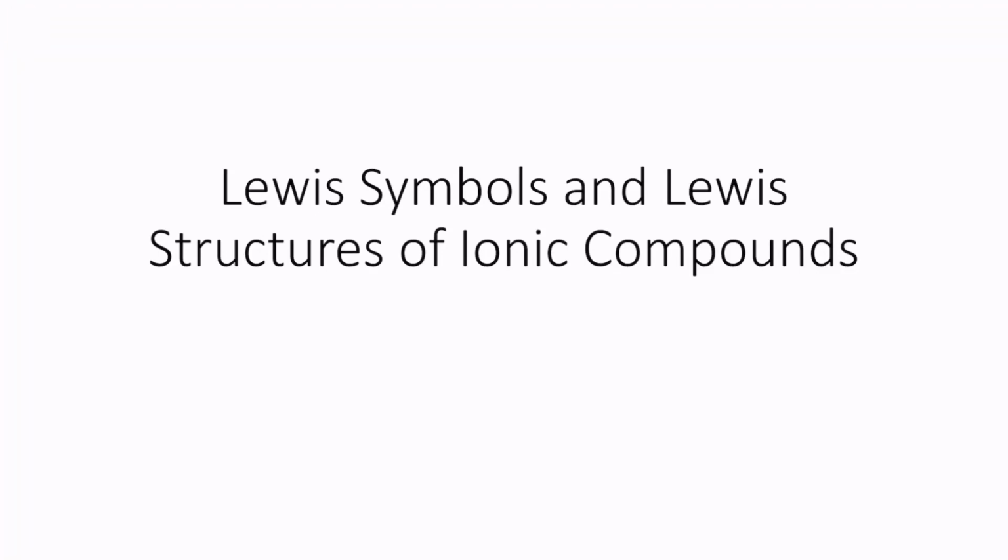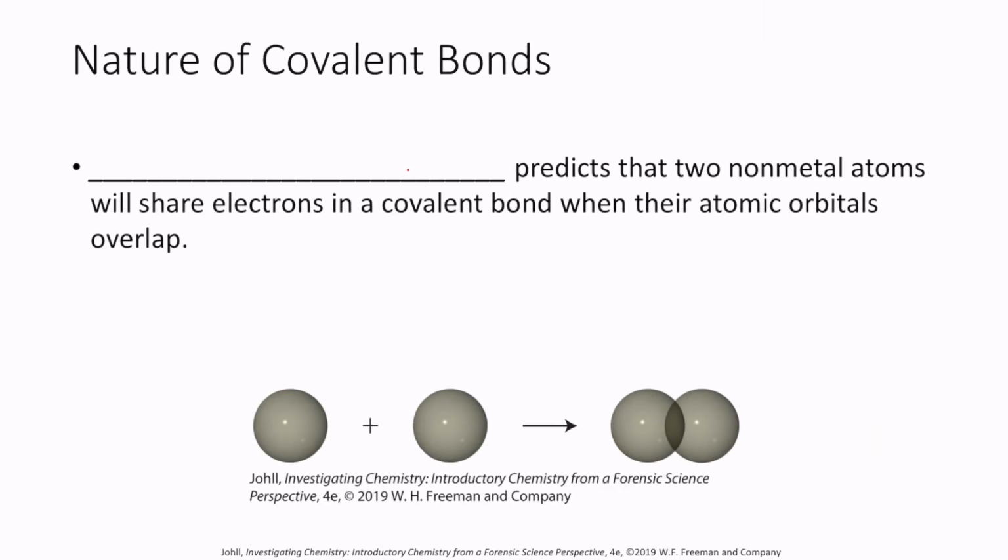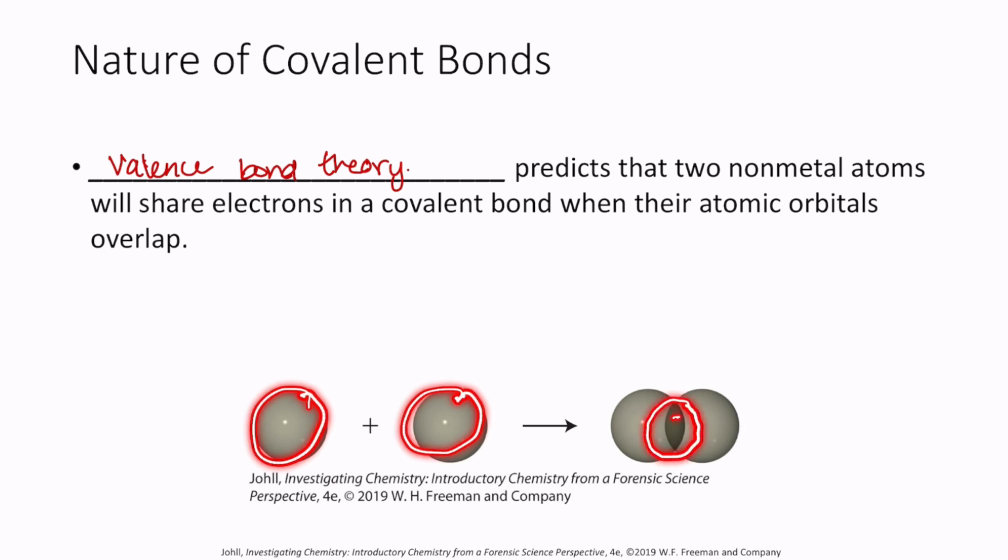In this video, we are going to look at Lewis symbols and the Lewis structures of ionic compounds. We use what is called valence bond theory to predict how two nonmetal atoms will share their electrons within a covalent bond. When we have a covalent bond, you have to have this overlapping here, and there must be electrons within that overlap in order to make the covalent bond.